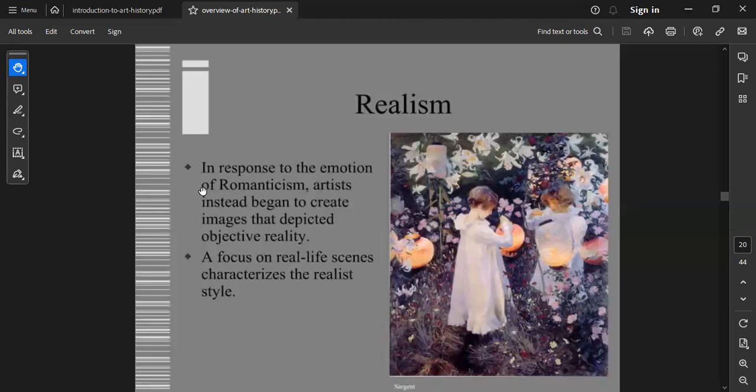In response to the emotion of romanticism, artists instead began to create images that depicted objective reality. This is objective reality. There is very little subjective reality to it. That means it is completely representational. If it is about two girls standing in a garden holding something in their hand, and they have a lot of flowers around them, that is it. There is no hidden symbolic expression. There is no metaphor. There is no visual metaphor. Nothing like that. So this is objective. A focus on real life scenes characterized the realist style.